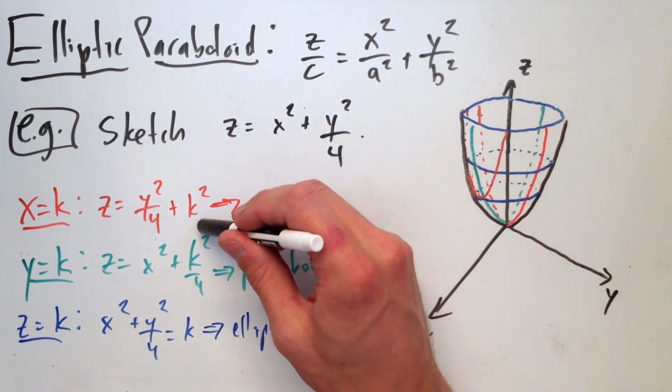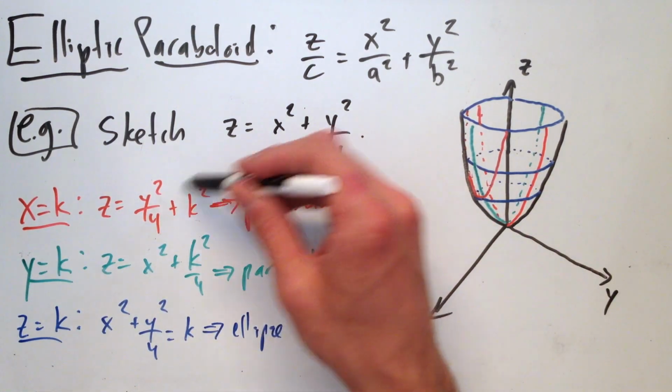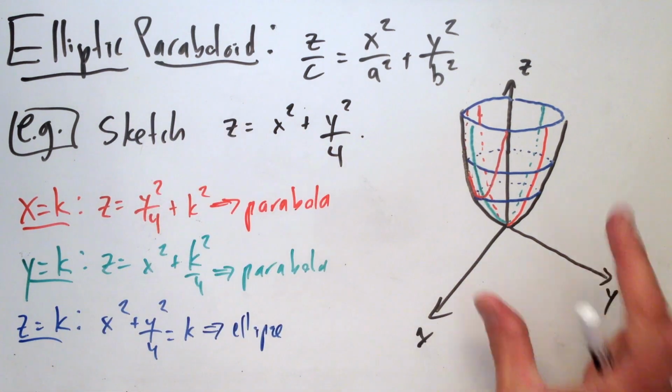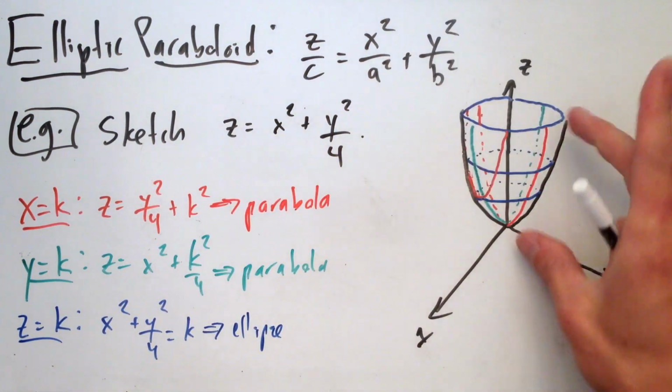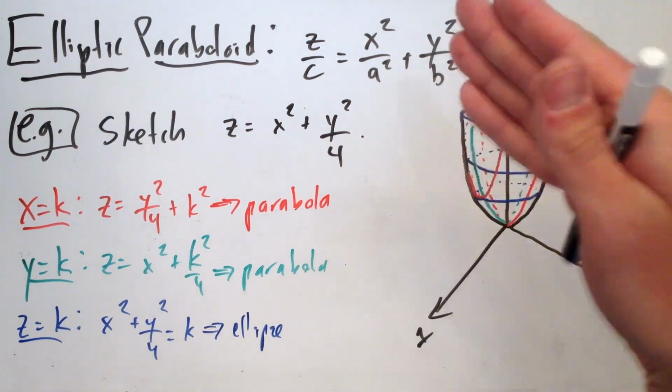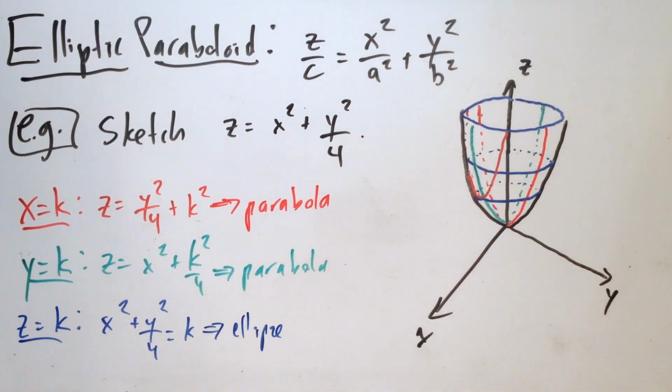That's when k is actually positive. Note that as k increases, this gets to be a bigger and bigger number. So really it's just the same parabola but being pushed upward. And the same thing happens as we go back. So these vertical slices along x are parabolas.